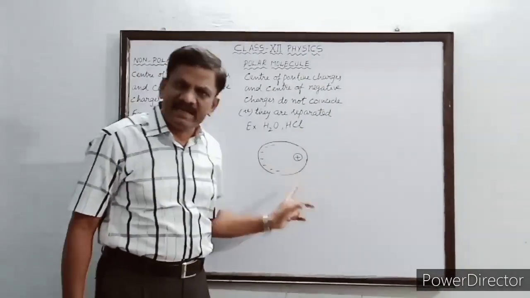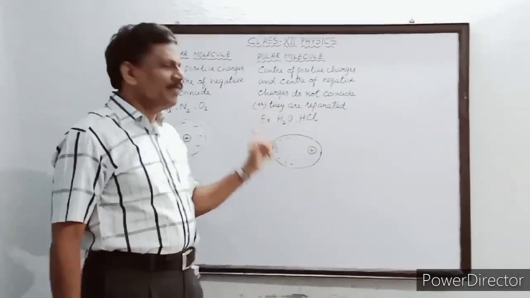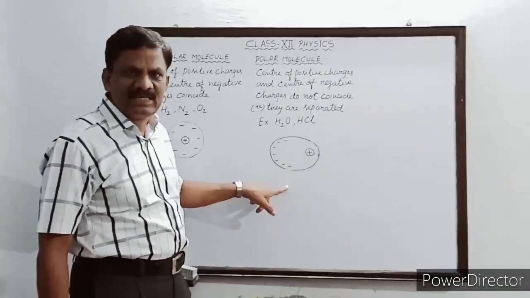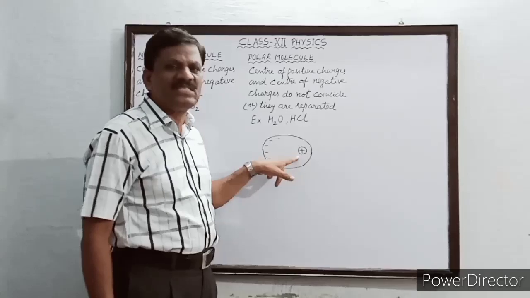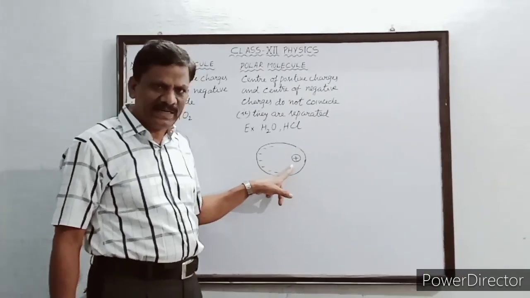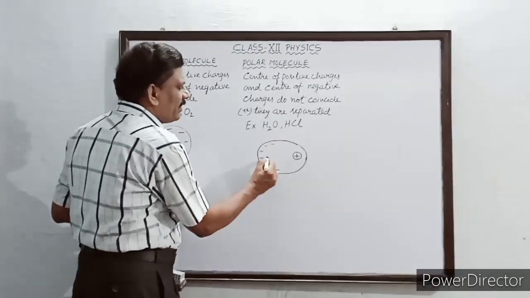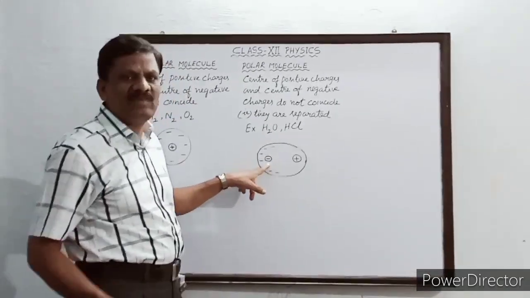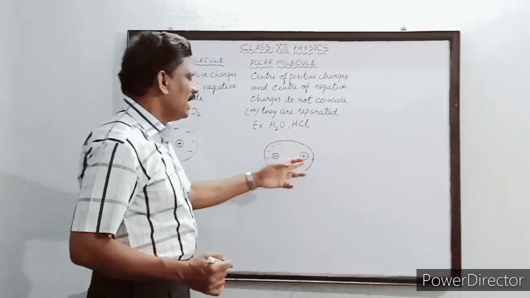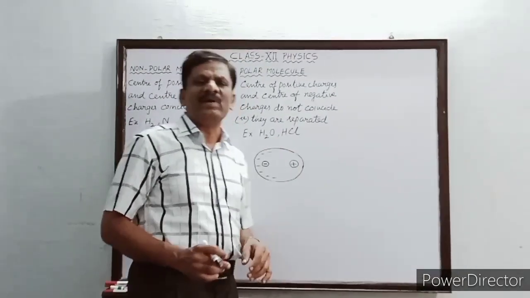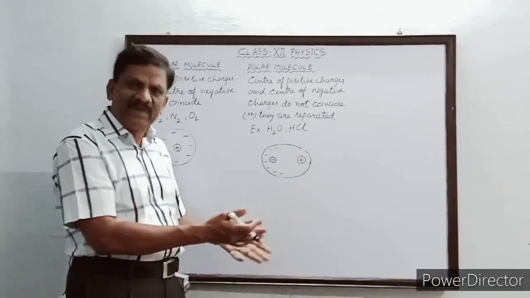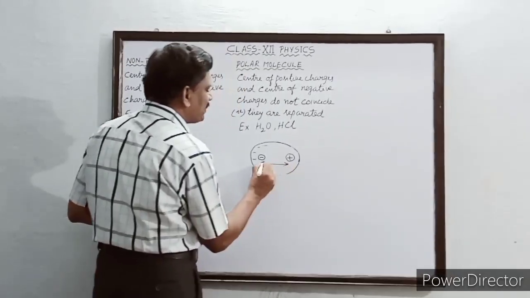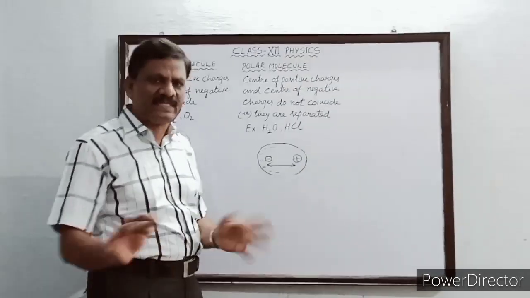Now look at this diagram. In this molecule, you can see on the left hand side all the negative charges are concentrated, and on the right hand side the positive charges are concentrated at one point. So the center of gravity of the negative charges will be to the left side of the molecule, and the center of gravity of the positive charges will be located at the right side of the molecule, so that there is some distance of separation between the two centers.